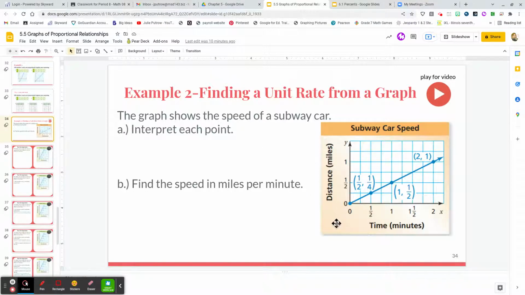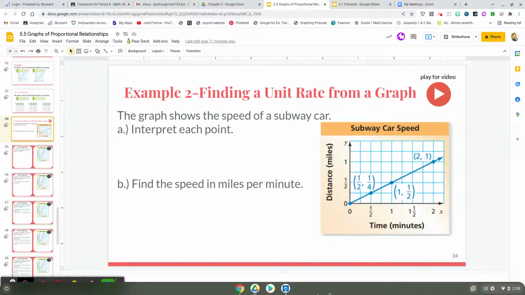And by looking at this graph, I immediately know that x and y are proportional because this line passes through the origin, right here at 0, 0. So I know there is a proportional relationship here between x and y. That tells me a lot. It tells me cross products are equal. It tells me that the equation of the line can be written as y equals kx that we talked about a little while ago. But it's asking us in A here to interpret each point.